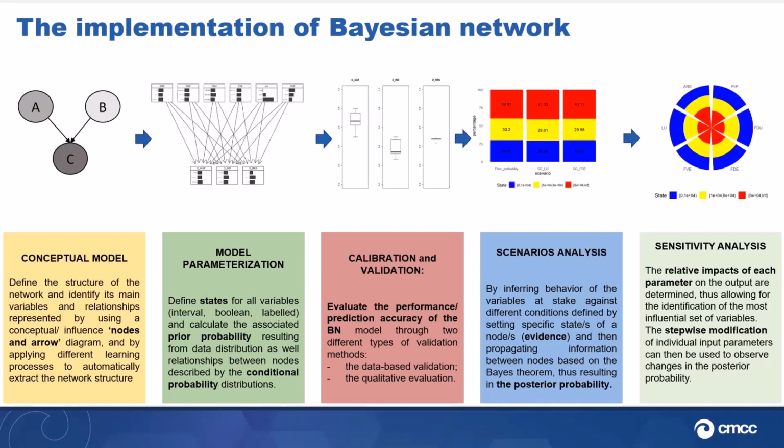So we change the setting of a specific state or a set of nodes with evidence, and then propagate information among the network and obtain the posterior probabilities. And the last step, to identify the relative impact of each parameter on the output, is the sensitivity analysis, by fixing all variables and changing only one. So it is a stepwise modification of individual input parameters. And then we identify which variable has the strongest impact on the final output.